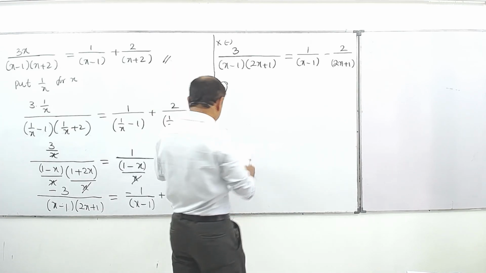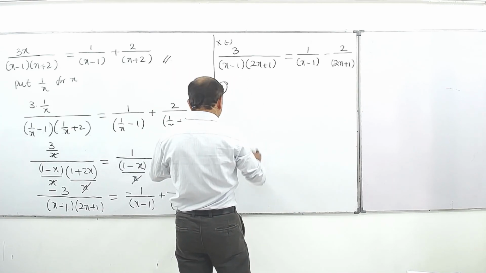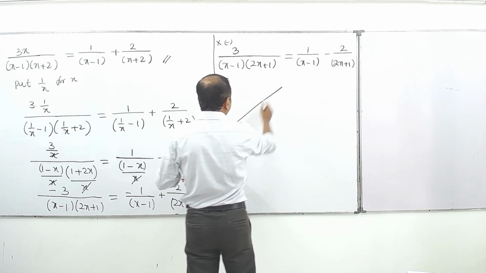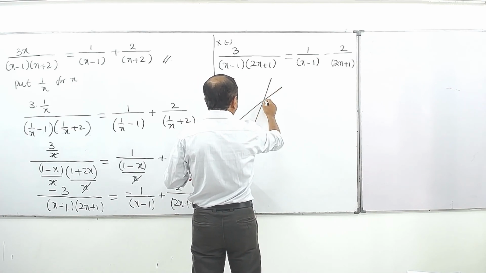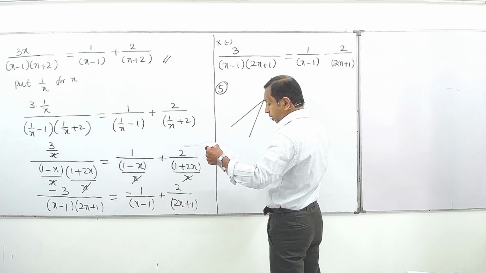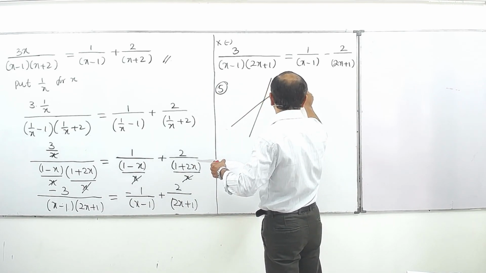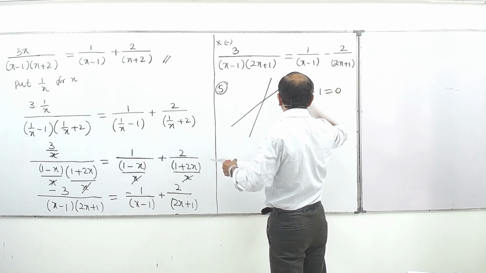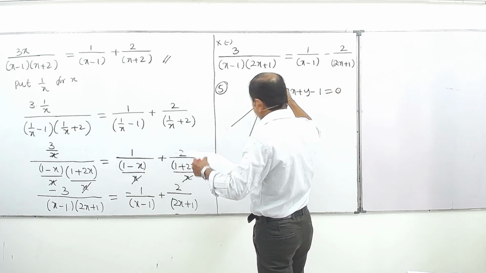Right. The given line passing through the intersection of, right? These are two lines. First line given as 3x plus y minus 1 equals 0. Other line is x minus 1 equals 0.